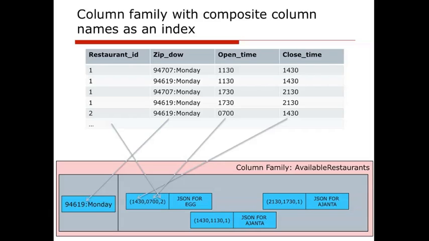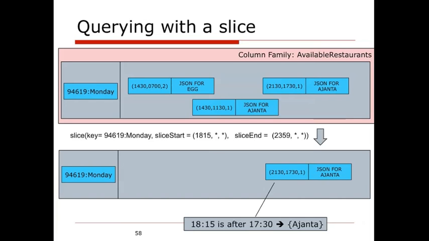And so once we've mapped this data into a column family, we can then query it using a slice. In this case, if it's serving 94619 on a Monday, that becomes the row key, and then the start column name and the end column name basically become 1815, the delivery time, and midnight, effectively the end of the day. And with this sample data, that would give us back the Ajanta restaurant, and we can look at that and see that the opening time of that restaurant is 5:30, which is before the delivery time, so we know that this restaurant is open.